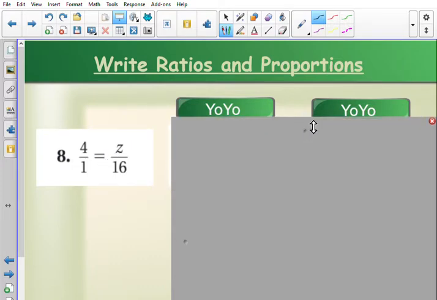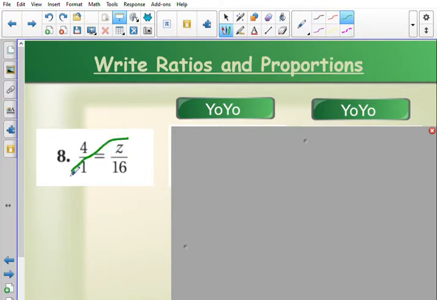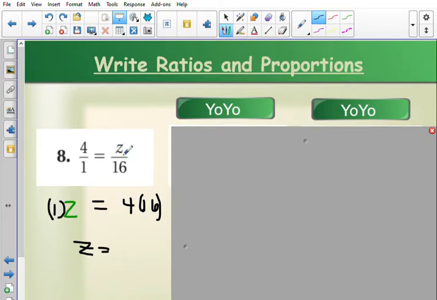Okay, number 8, same thing, before we get going too crazy here. Number 8, I will give as an example, 4 over 1 equals z over 16. Again, I would always start with the variable, so z times 16, or excuse me, z times 1. Z times 1 is just z. The equal sign must come down, and then I'm multiplying 4 times 16. Again, that was 1 times z, and I maybe should have written that down. And then 4 times 16 gives you 64.